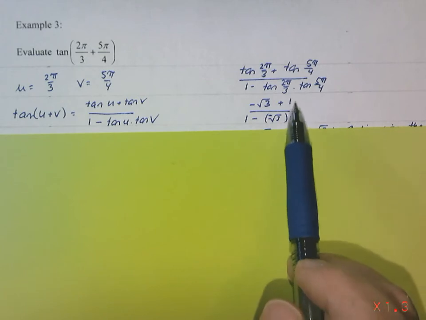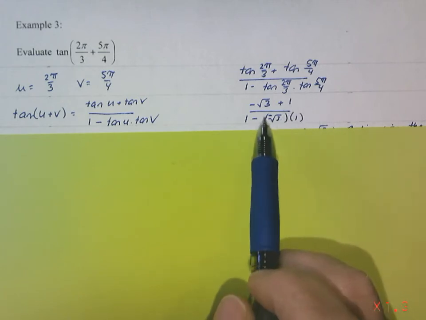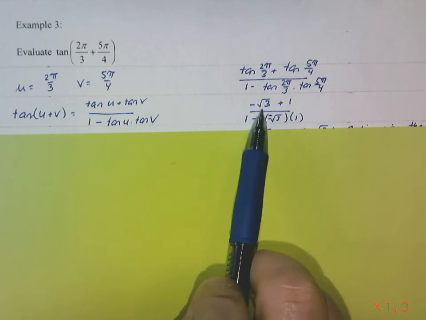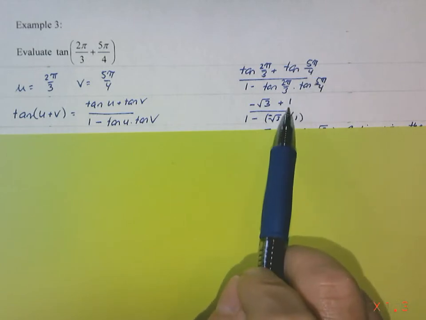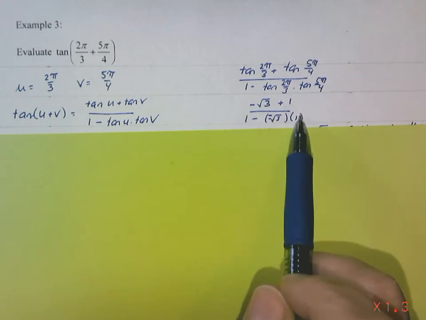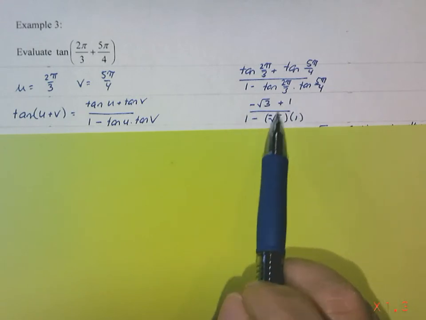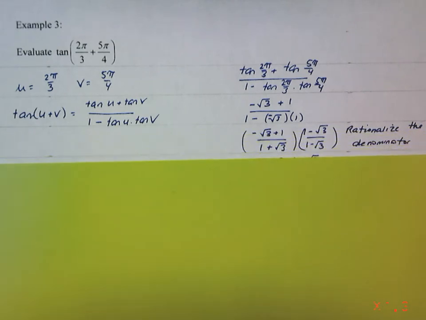The next step, everyone should be good enough at by now, you're using your unit circle and the information from your unit circle. So the tangent of 2 pi over 3 is going to be negative square root of 3. And the tangent of 5 pi over 4 is a positive 1. And I replace all the terms. This is really important. If you get it wrong here, you're going to get the whole problem wrong. So make sure that you do have your values correct.